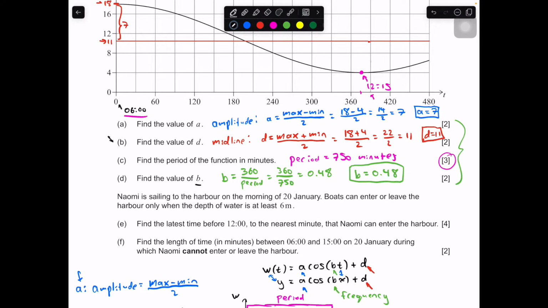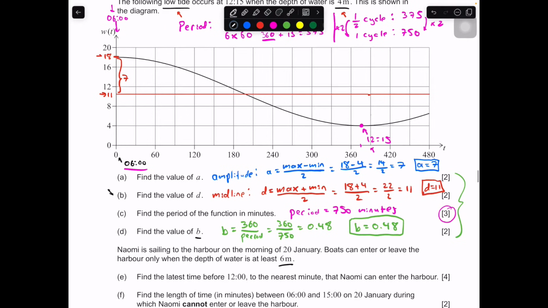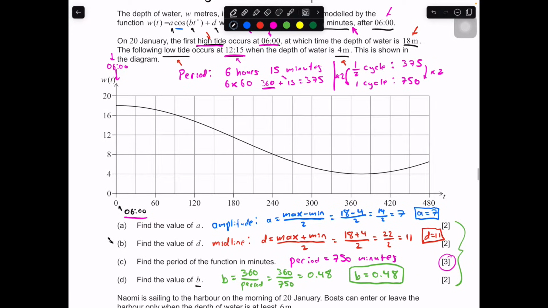Okay, so she's sailing into the harbor on the 20th of January, that's the day. Boats can enter or leave the harbor only when the depth of water is at least 6 meters. So let's erase this, and let's see what this means. This function tracks the depth of water through time. Boats can enter the harbor only when the depth is at least 6 meters. So this is 6 meters right here. This is our W, right? W is equal to 6. That's our output essentially.